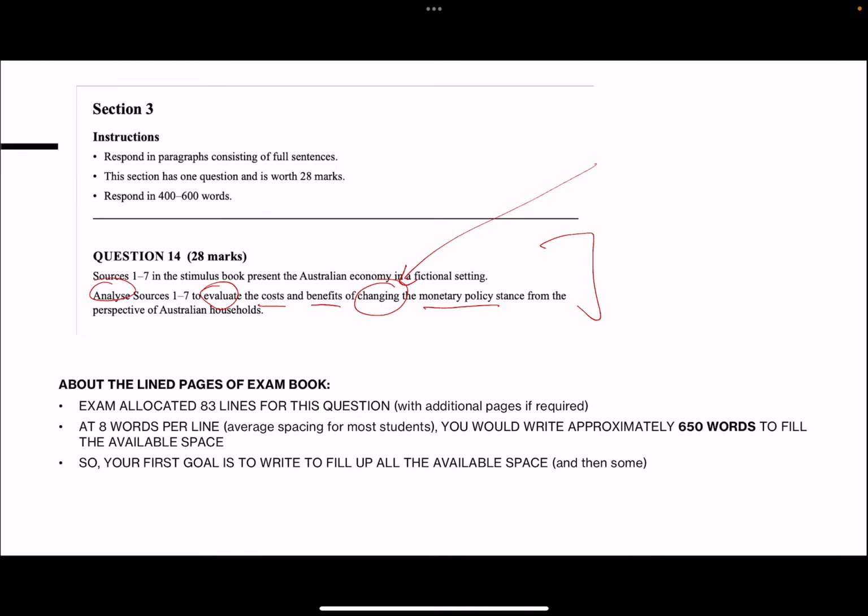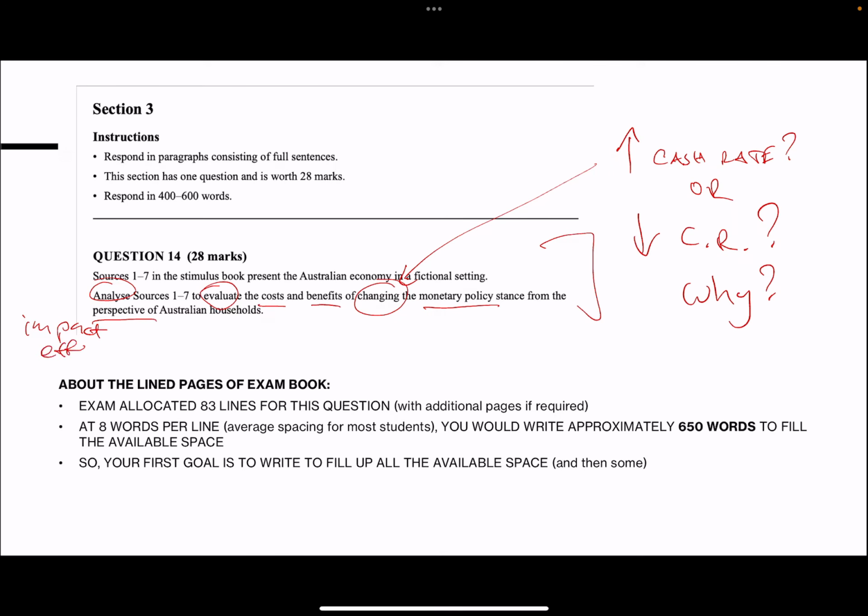This was a big one that people struggled with, the idea of changing it. Do we raise the cash rate? Or do we lower it? CR, cash rate. Do we lower it? And why? Why would you choose those options? These are the things we want you to think about when you're doing these questions. And we want to look at it from the perspective and the impact or the effect on Australian households.